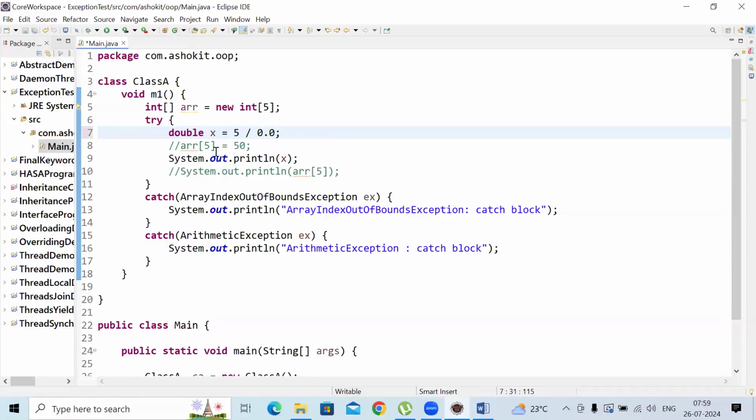Now back to the point. I am removing these comments. In the try block, we have line number 7. Will you get any exception in line number 7? No, just now we discussed, so we don't get an exception. What about line number 8? Will you get any exception? Yes.